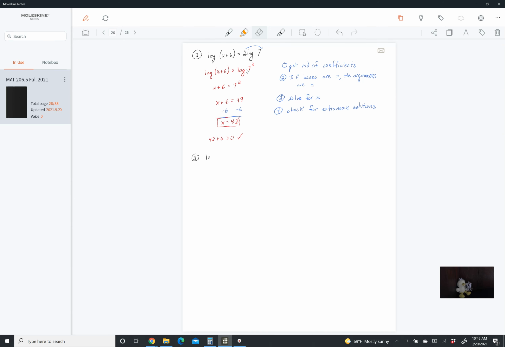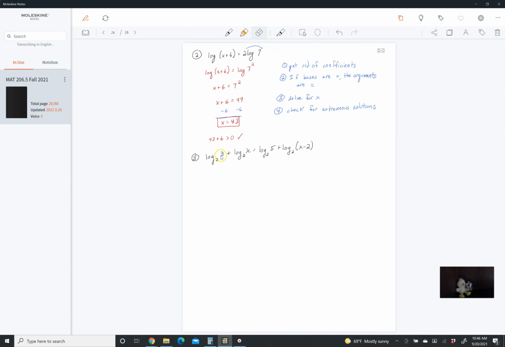We have log base 2 of 3 plus log base 2 of x is equal to log base 2 of 5 plus log base 2 of x minus 2. And I will note that you must have the same base, otherwise you cannot solve these equations. Okay, so your bases will be the same. They will never be different in this class. Okay, so what do we do first?